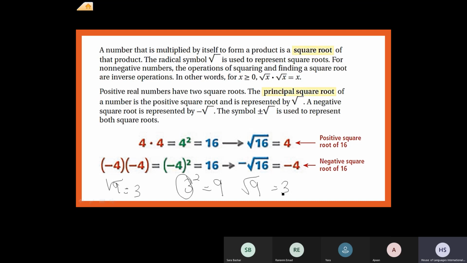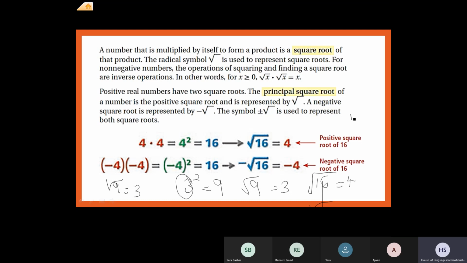Or I ask you now, what is the number that you multiply 2 times, you get 9? You tell me it's 3. What's the number that you multiply 2 times, you get square root of 16? What is the number that you multiply it to? 4. So that means when I ask you now, what is the square root of 9? You have to say 3. What is the square root of 16? You have to say 4.